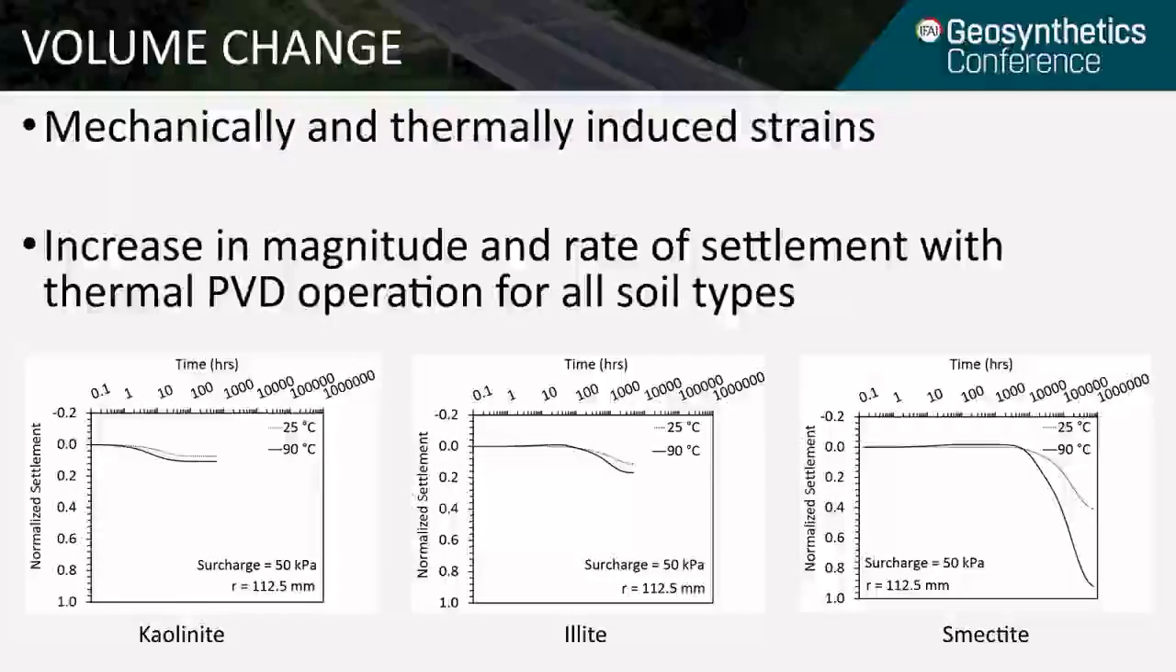As we discussed in the numerical model, when using a thermal PVD, there will be mechanically as well as thermally induced strains. These figures show the time series of normalized settlements for kaolinite, illite, and smectite clay layers. To re-emphasize, the dotted line represents a conventional PVD, and the solid line represents a thermal PVD. We can observe an increase in the magnitude as well as the rate of settlement for all three clay types when using a thermal PVD.